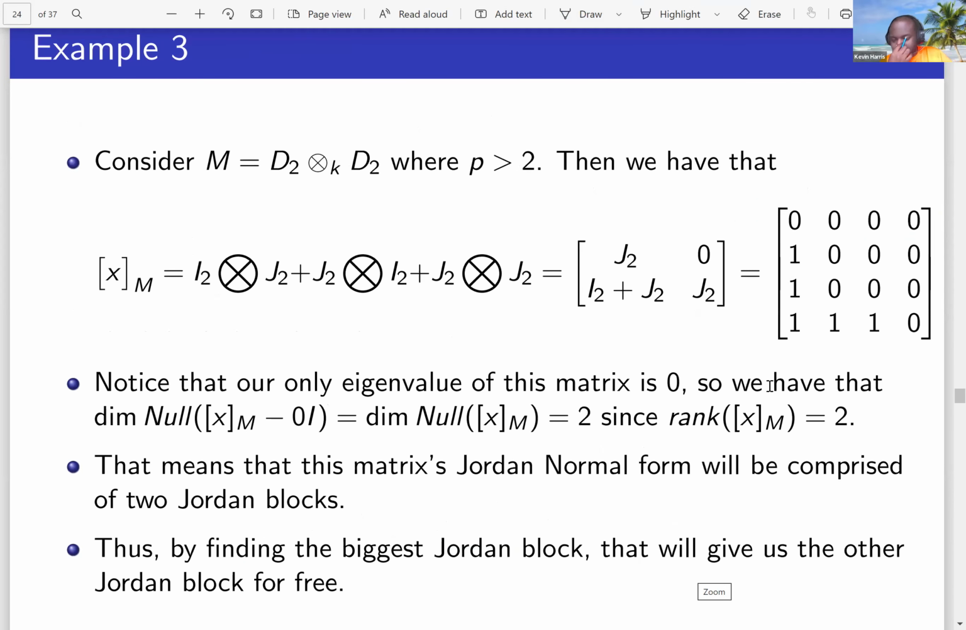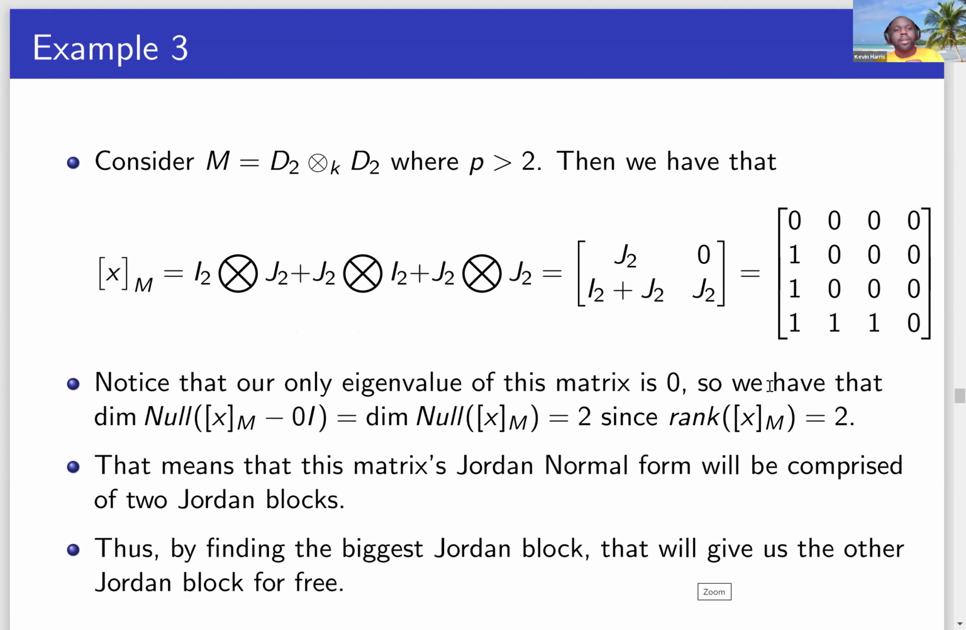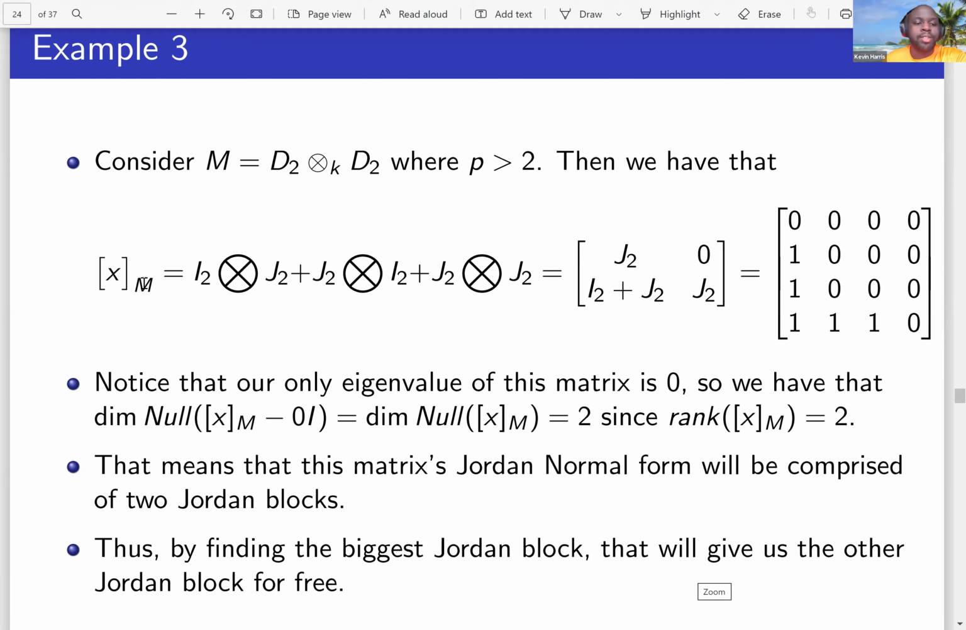So let's look at an example of what a decomposition of some arbitrary ones looks like. Let's say we consider the module M, D2 tensor D2, where we assume p is greater than 2, so it could be 3 or something. Then the representation matrix of x over that module is going to look like I2 Kronecker product with J2, plus J2 Kronecker product with I2, plus J2 Kronecker product J2. It's all just 2's in this case. So then this matrix will look like this.